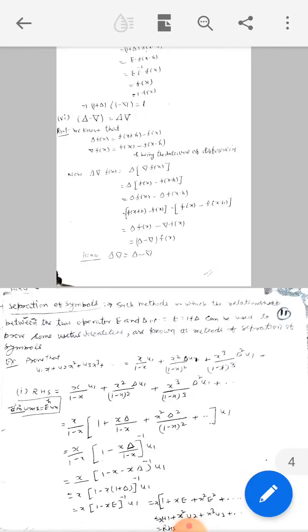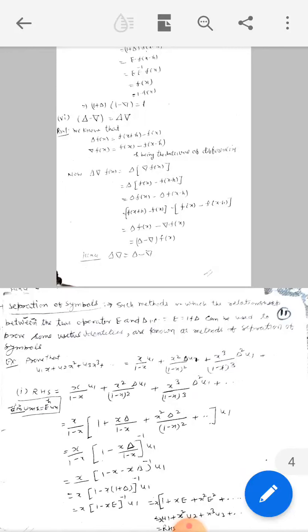Fifth relation is (1 plus delta) into (1 minus nabla) is equal to 1. So (1 plus delta) into (1 minus nabla) into f(x) is equal to (1 plus delta) into (f(x) minus nabla f(x)). That is (1 plus delta) into f(x minus h), which is equal to the displacement operator E of f(x minus h), and this is equal to E into the inverse displacement operator of f(x), which is equal to f(x). This is equal to 1 into f(x). This proves the result.